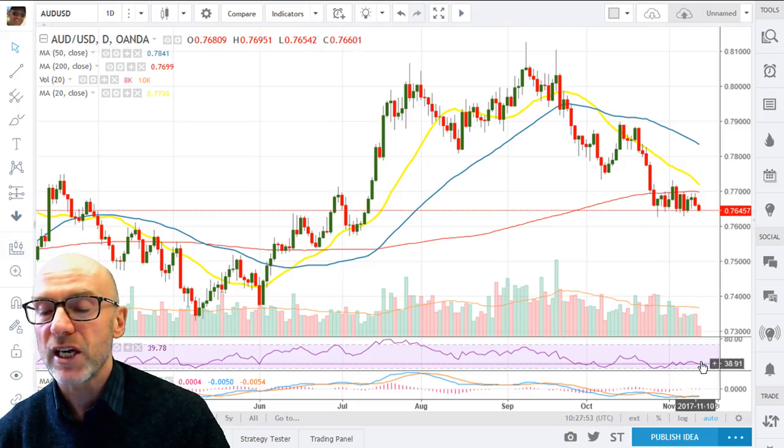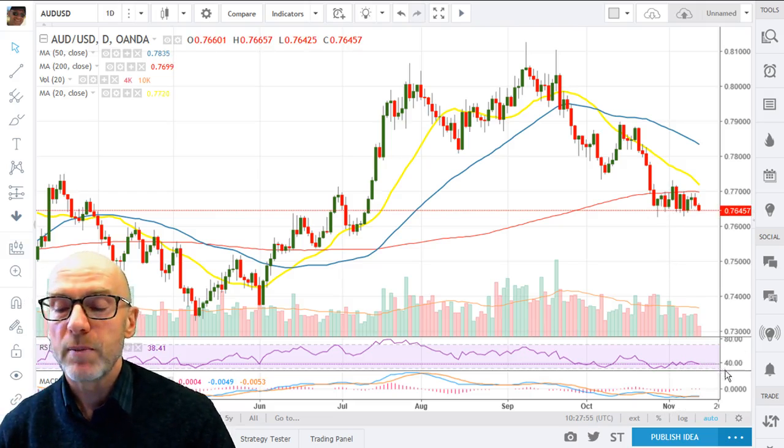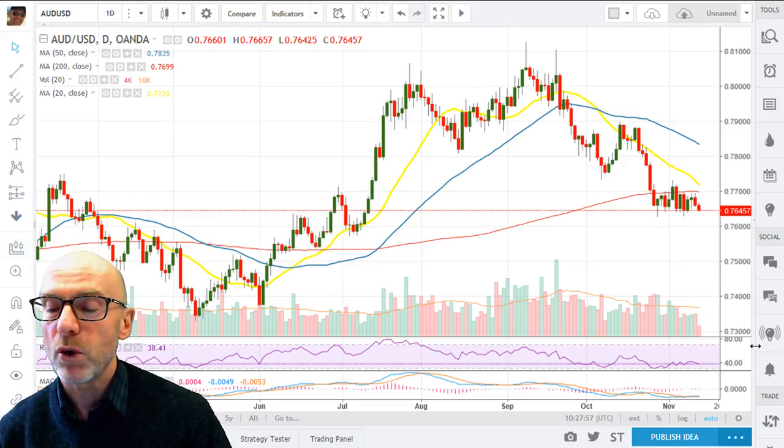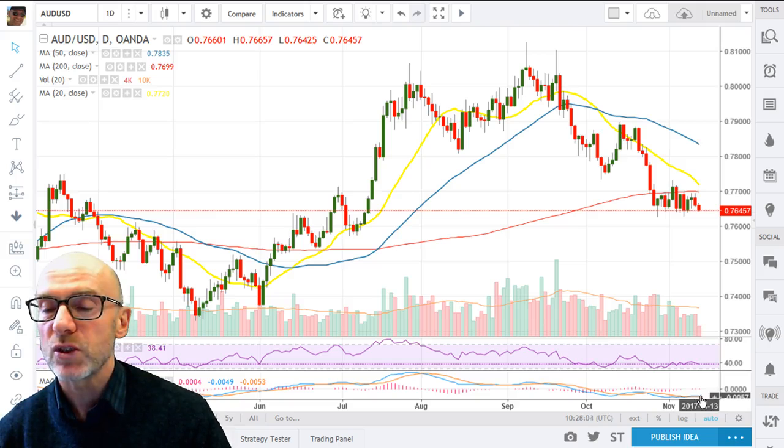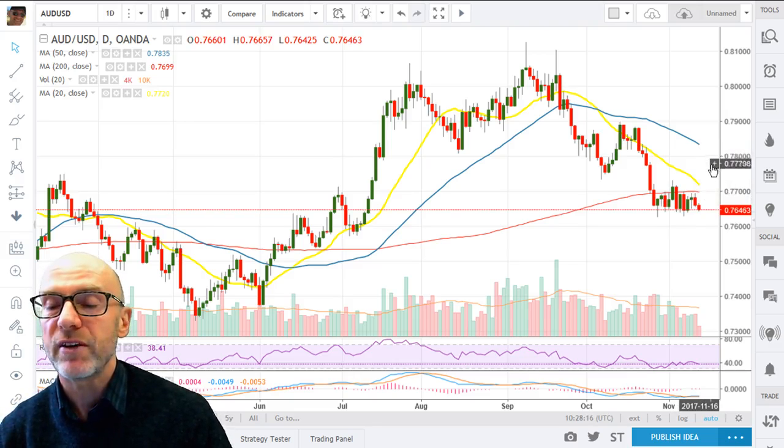That's caused this sideways move on the RSI, but it's below 50, 38.41, and likewise the MACD are well below zero as they track sideways as well. For this chart to improve, it needs to get back above that 20-day very quickly, the 200-day to move back up, and then they could give support and we could then go on and test the resistance of the 50, but at the moment that's looking vulnerable.